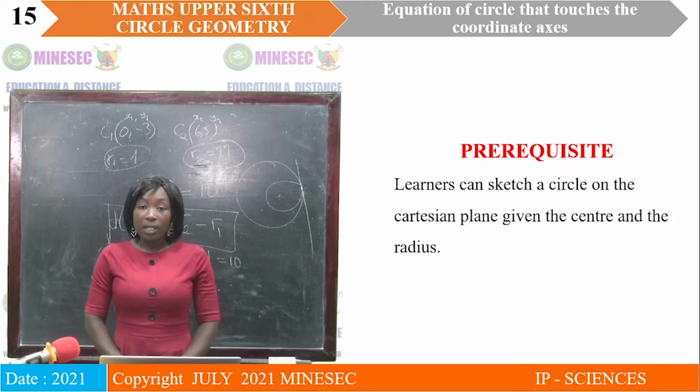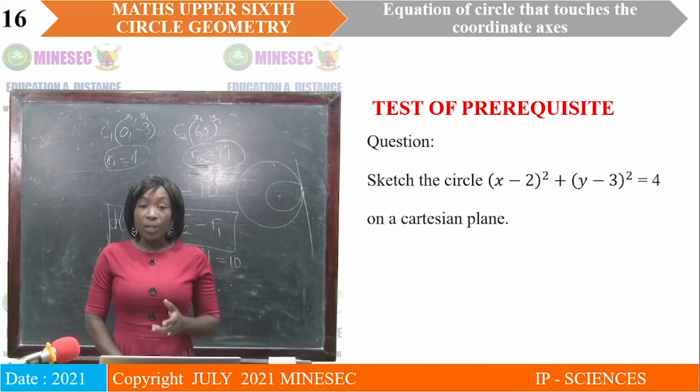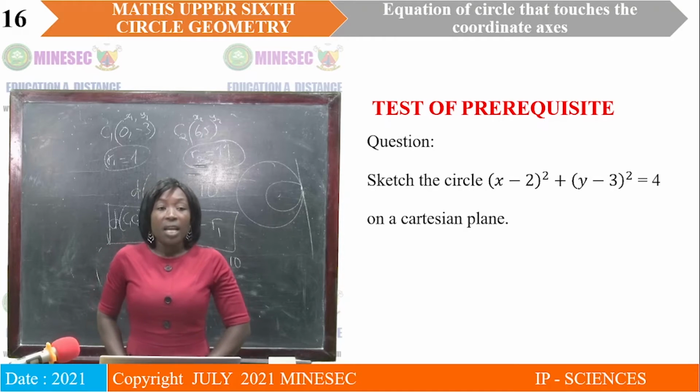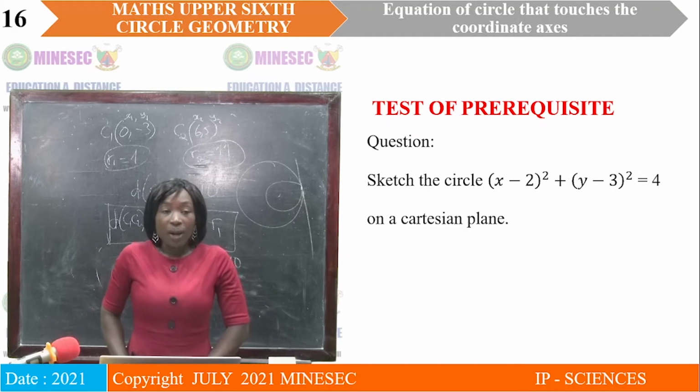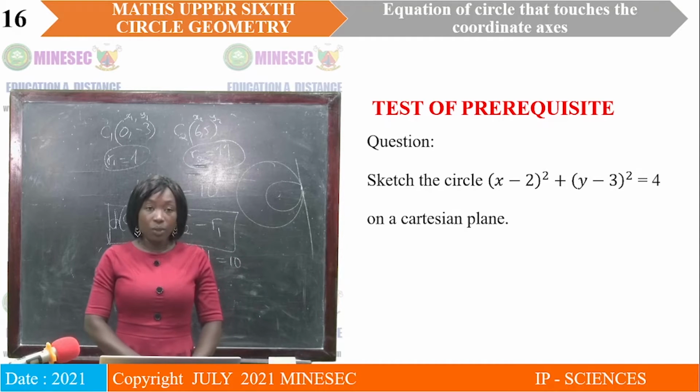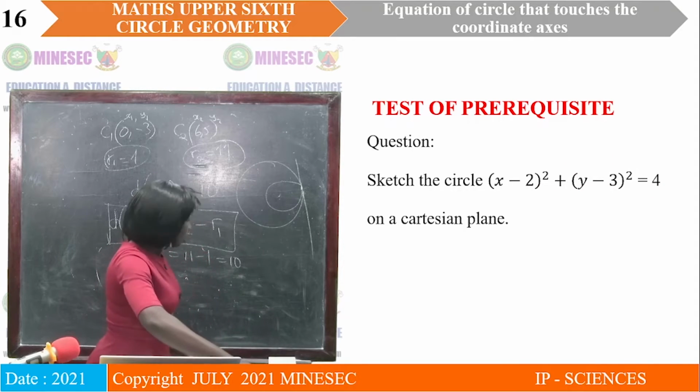As prerequisite, you are expected to be able to sketch a circle on the Cartesian plane, given the center and the radius. We're testing the prerequisite. Sketch the circle. We have the circle (x minus 2) all squared plus (y minus 3) all squared equal to 4 on a Cartesian plane. We have to sketch this circle on a Cartesian plane.